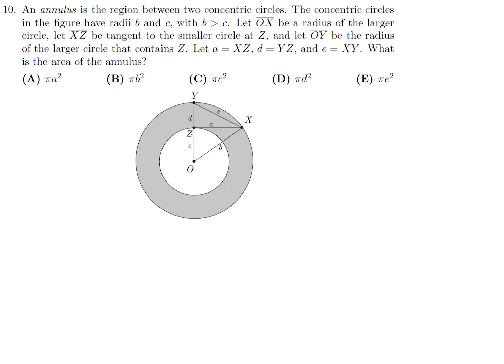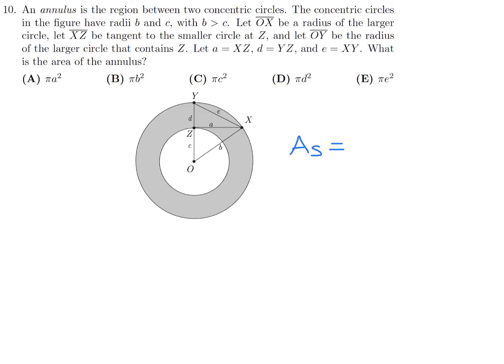An annulus is the region between two concentric circles. The concentric circles in the figure have radii B and C, with B greater than C. Let OX be a radius of the larger circle. Let XZ be tangent to the smaller circle at Z, and let OY be the radius of the larger circle that contains Z. Let A equal XZ, D equal YZ, and E equal XY. What is the area of the annulus?